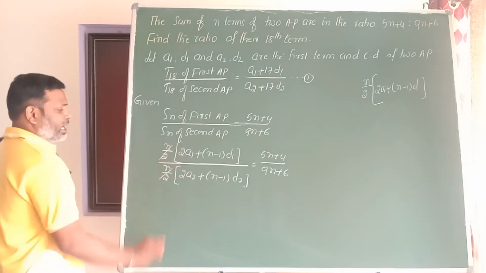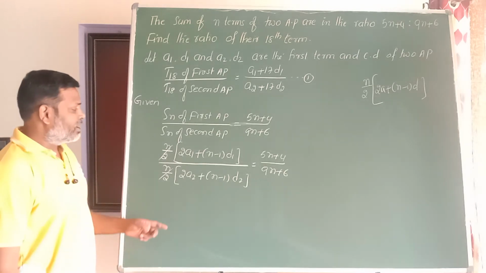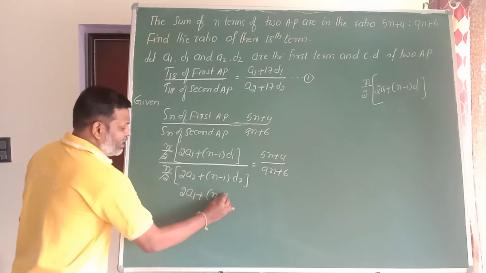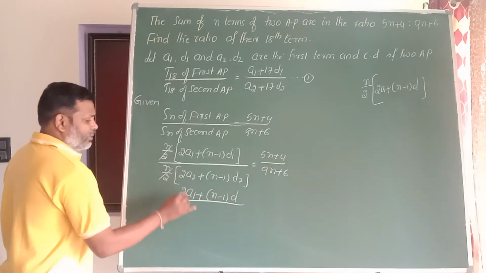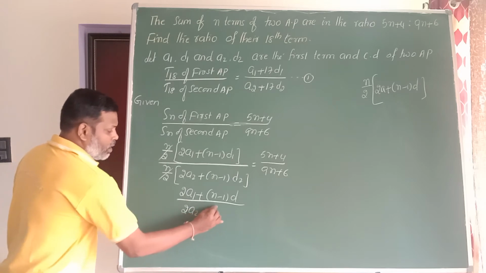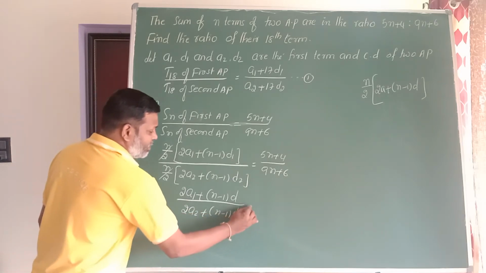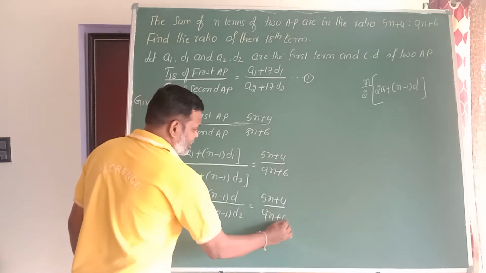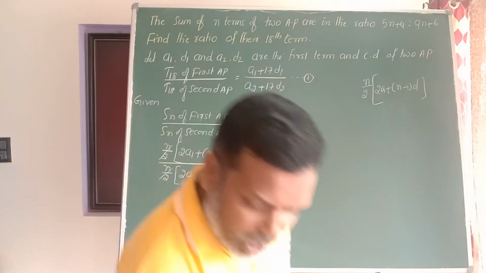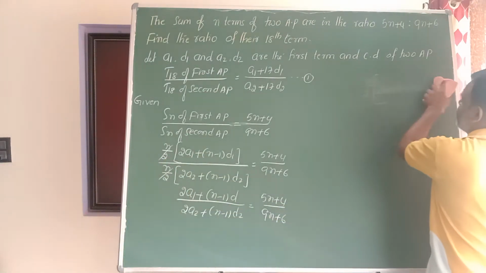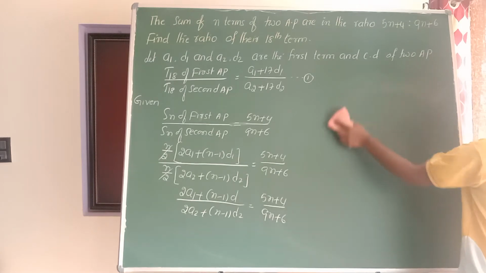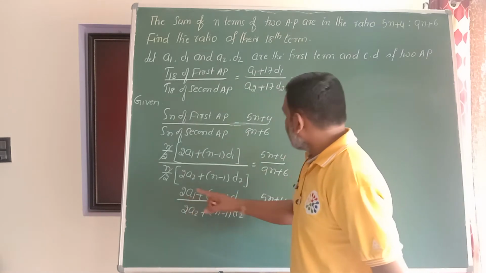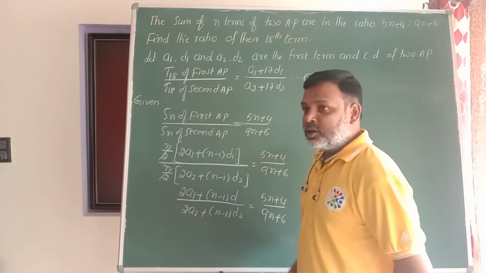Now n by 2 gets cancelled. What is the remaining thing here? 2a1 plus n minus 1 into d1 divided by 2a2 plus n minus 1 into d2 is equal to 5n plus 4 divided by 9n plus 6. Got my point? Now what to do now, sir? Have a look on equation number 1. What does equation number 1 say? In equation 1, only a1 is there. Here it is 2a1. Only a2 is there. Here it is 2a2. What to do?